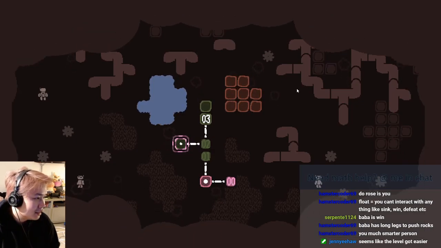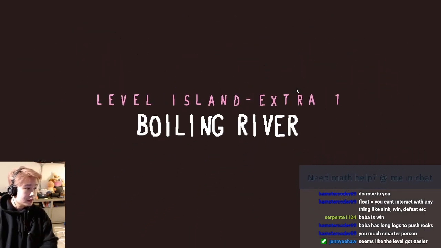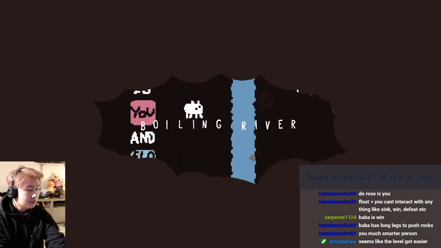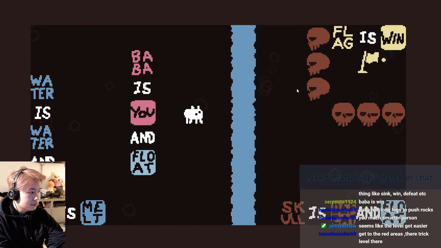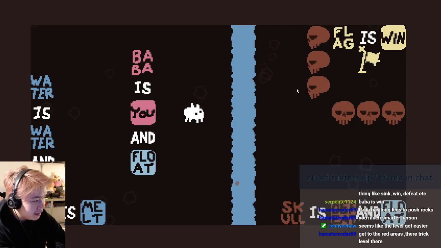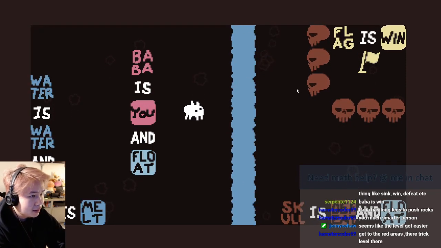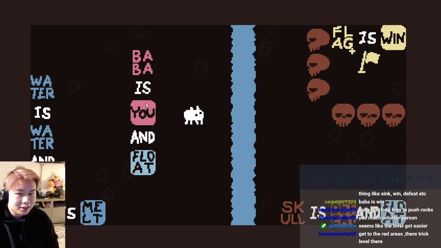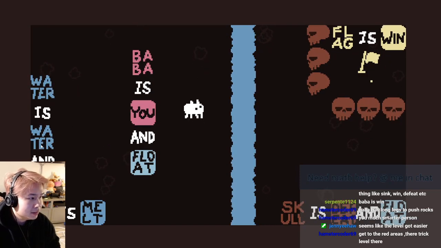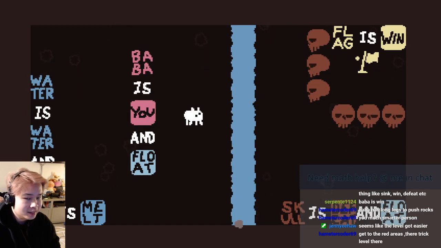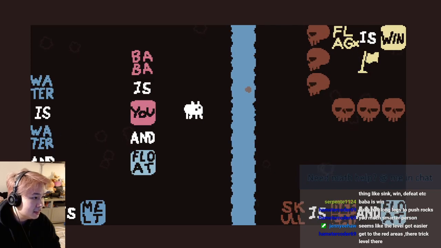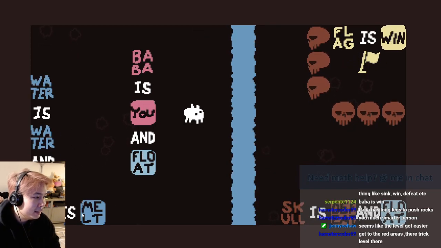Okay, this is an extra stage. Let's try it out. Get to the red areas. There's a trick level there. Okay, let's see. Baba is you and float. Water is water, so I can't change it. And it's hot. You can't see this, but it says water is water and hot, and then it says Baba's melt.